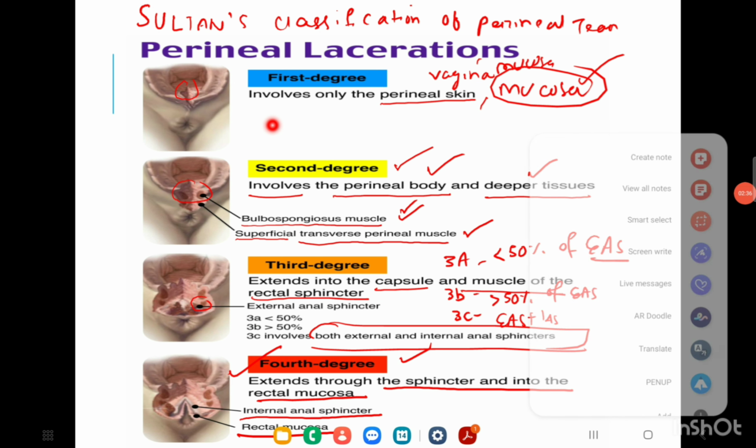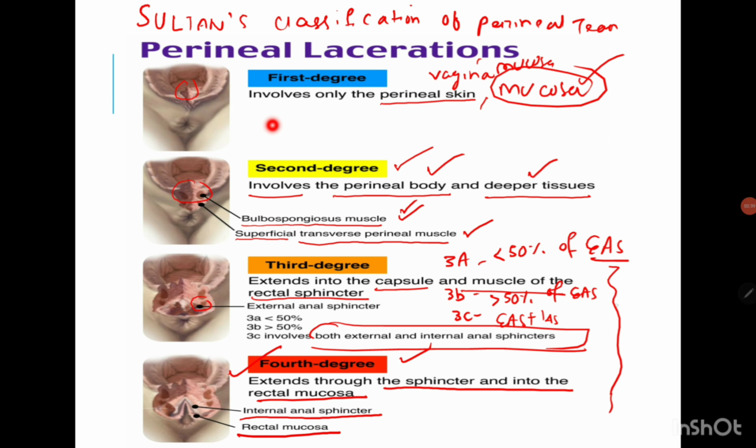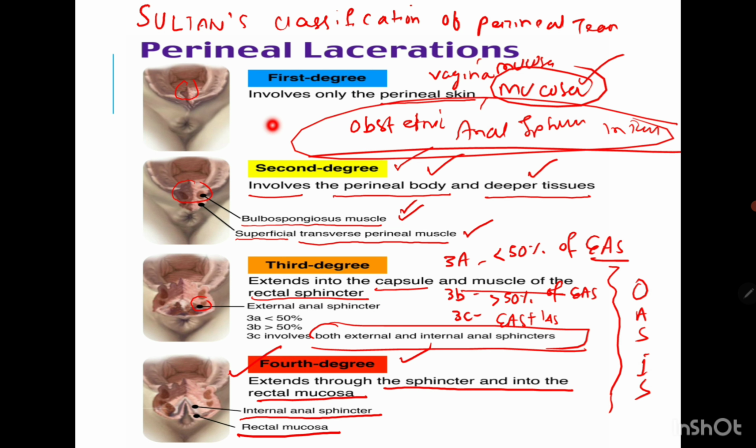These last two, that is the third and fourth degree, are called OASIS, that is obstetric anal sphincter injuries. Basically, this is the complete perineal tear. The third and fourth degree are called CPT, complete perineal tear.